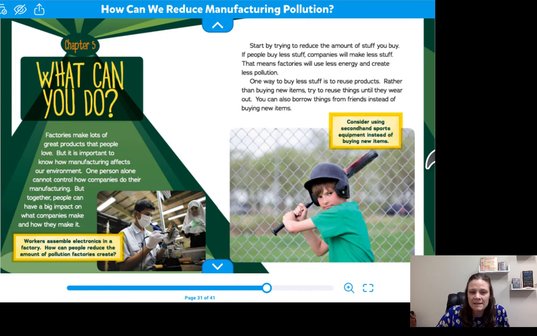I want you to stop right there after that paragraph and think to yourself, what is the author trying to convince me of right now? The author has a very strong bias in this paragraph. Bias doesn't have to be a bad thing, doesn't have to be a good thing, it's just their opinion. So what is that author's bias? What's their opinion in this paragraph?